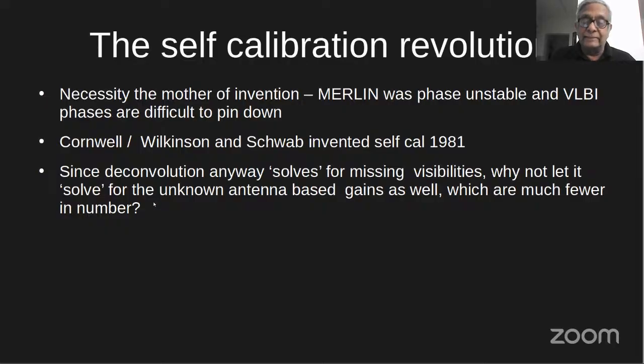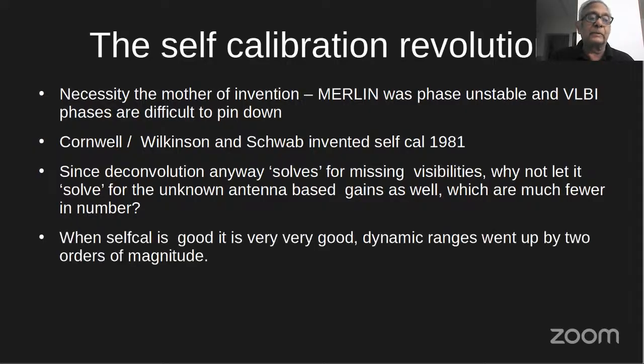So that's a brief account of self-cal, and I'm not going deeper into it because in some sense, the closure quantities I'm going to talk about really come into play when this doesn't work, and we'll see that. So when self-cal is good, it is very, very good. I don't have to tell the users that. And the dynamic ranges went up dramatically by a couple of orders of magnitude. Okay. And of course, that's history. Therefore, the VLA produced amazing results.